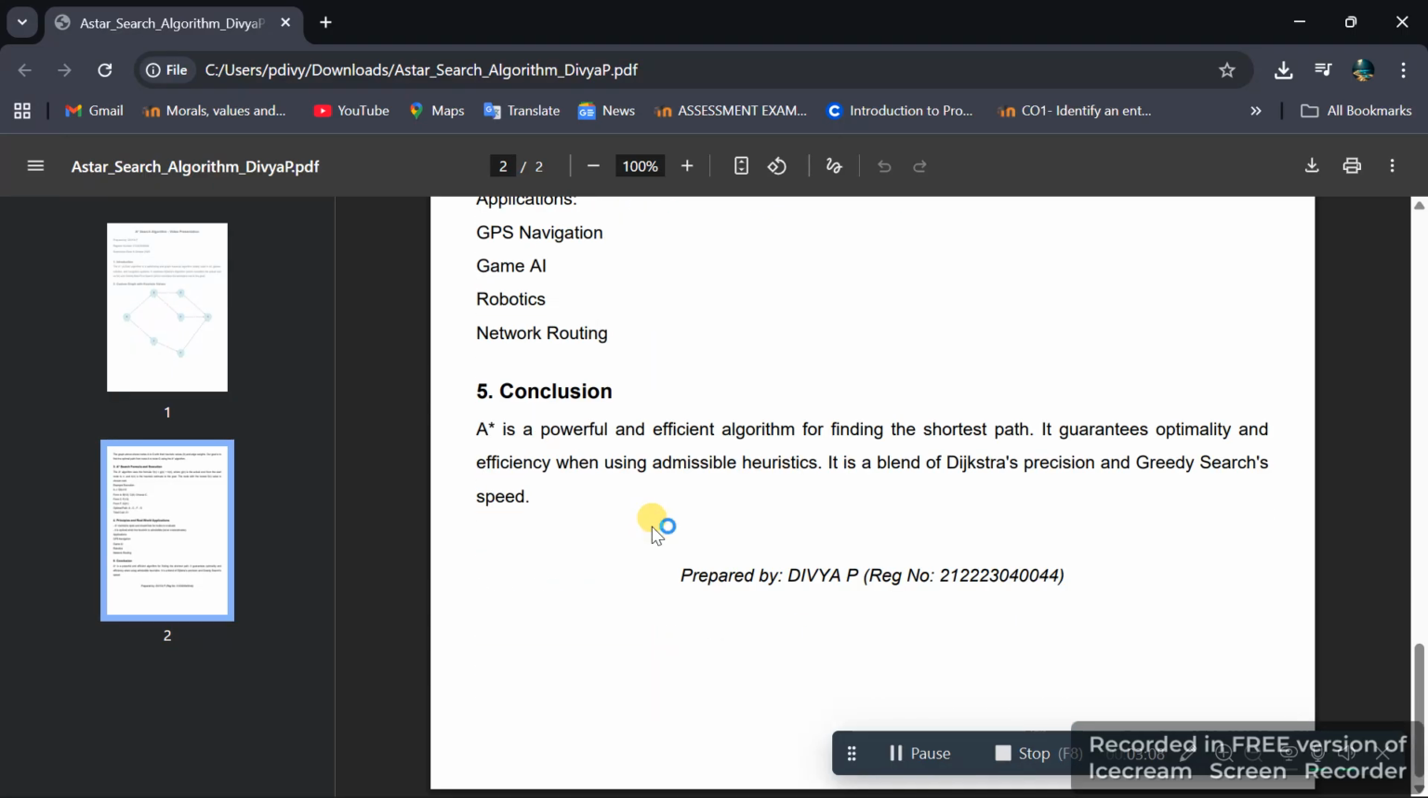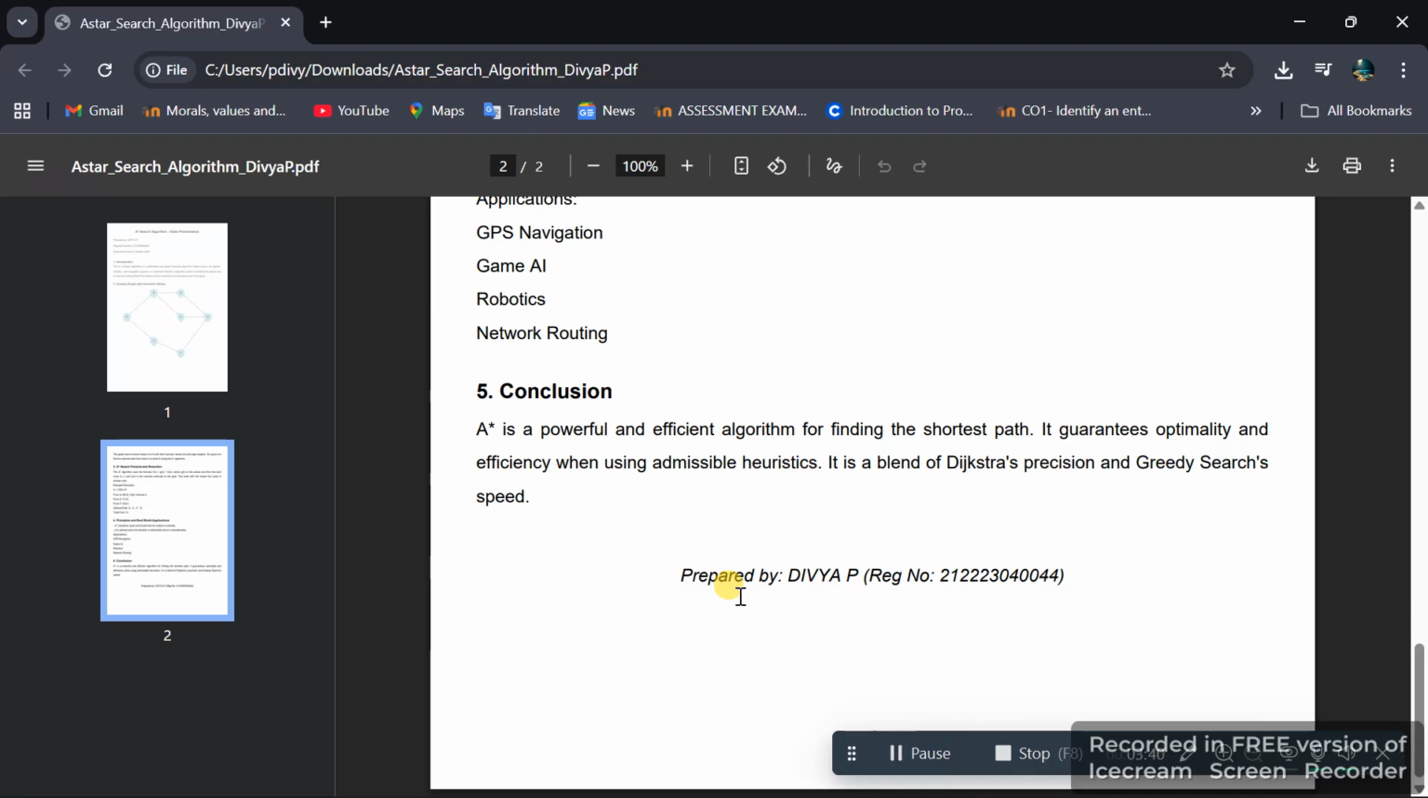Its real world applications are that it is used in GPS navigation systems like Google Maps to find the fastest route between locations, and in game AI, particularly for character movement and enemy tracking. In robotics it is used for autonomous path planning, and in network routing it is used to automate data packet transmission. Its significance is that it mostly guarantees the most efficient and optimal route when the heuristic is properly designed.